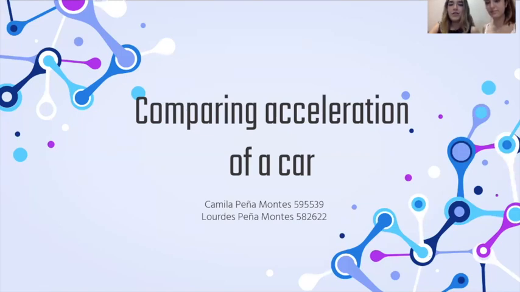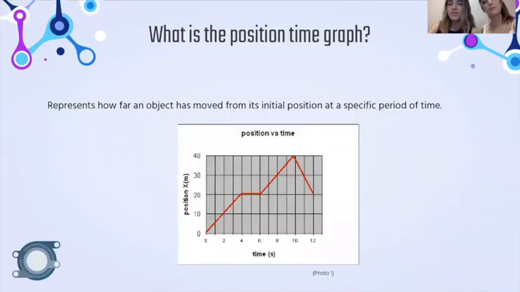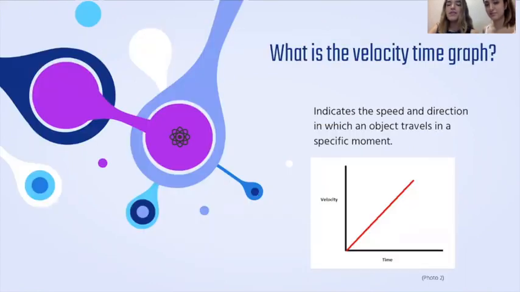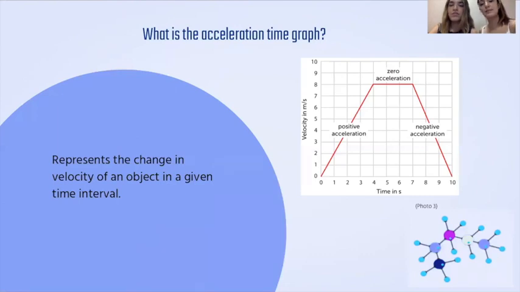Comparing the acceleration of a car in different cases. What is the position time graph? Well, it represents how far an object has moved from its initial position at a specific period of time. What is the velocity time graph? Indicates the speed and direction in which an object travels in a specific moment. What is the acceleration time graph? Represents the change in velocity of an object in a given time interval.